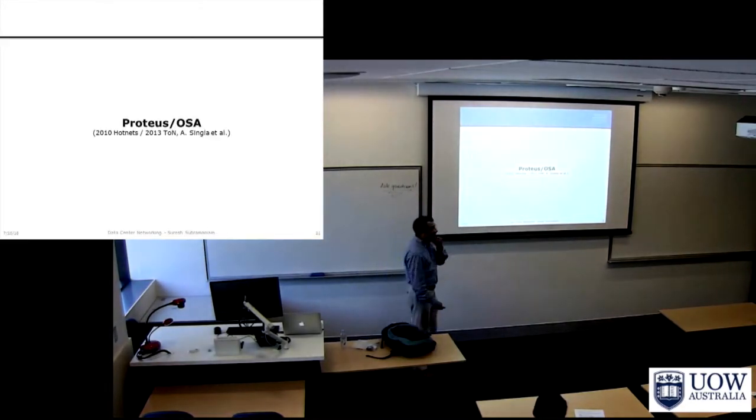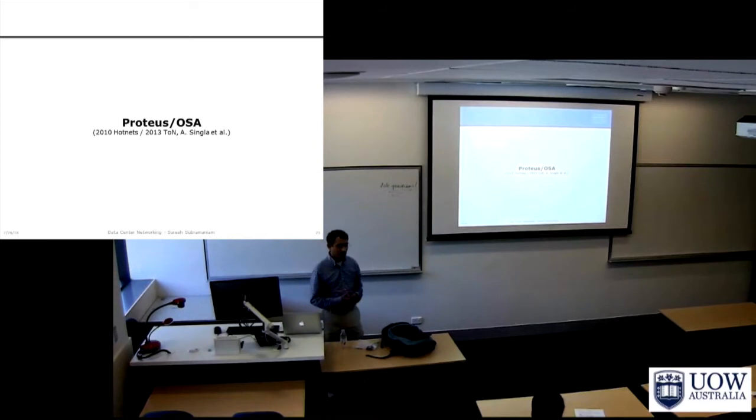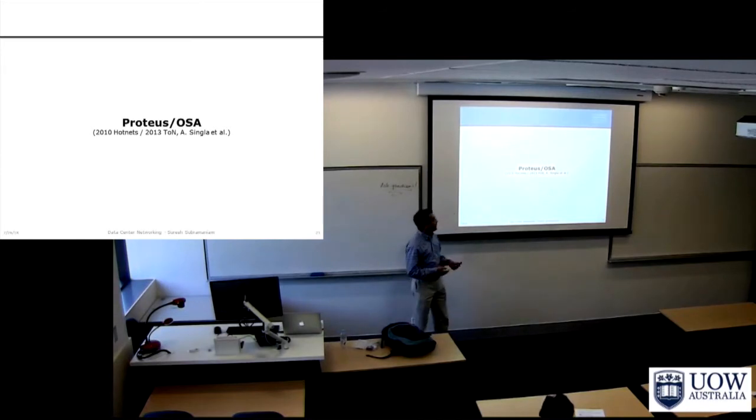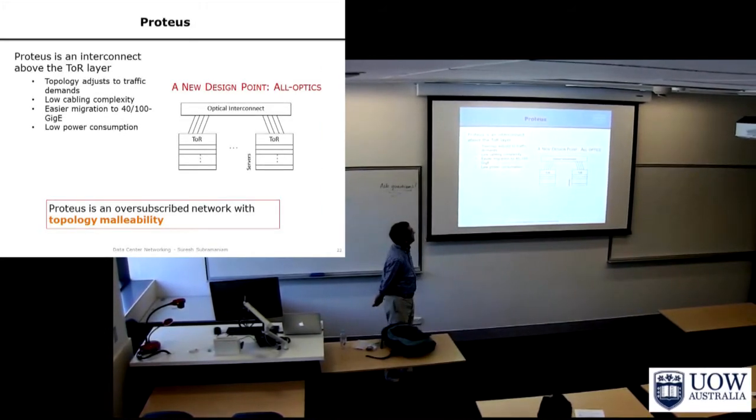All right. So this is a very initial, somewhat rudimentary design, or rudimentary now, of incorporating optics into a data center network architecture. A much more advanced one is called Proteus, or OSA, the optical switching architecture, which was presented in 2013, about 5 years ago.